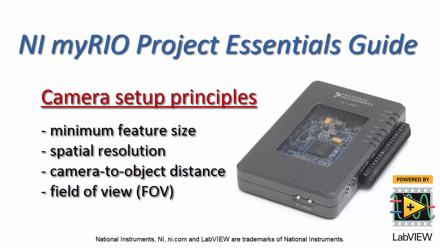Let's review the basic principles for camera setup for a machine vision application. Everything begins by deciding the minimum feature size and associated spatial resolution, and from there you can determine the required camera to object distance and then also determine the available field of view.